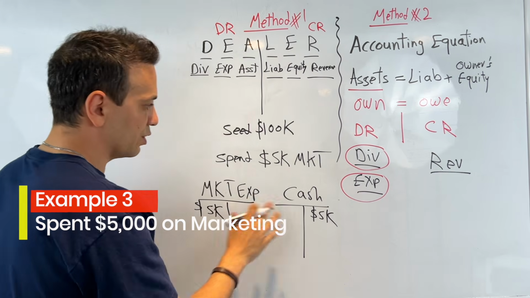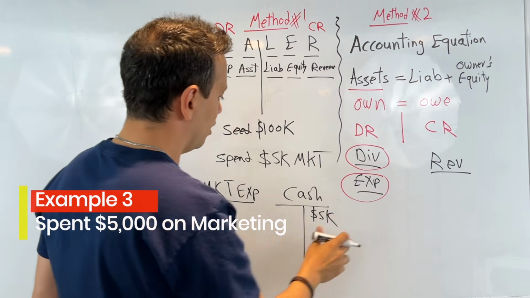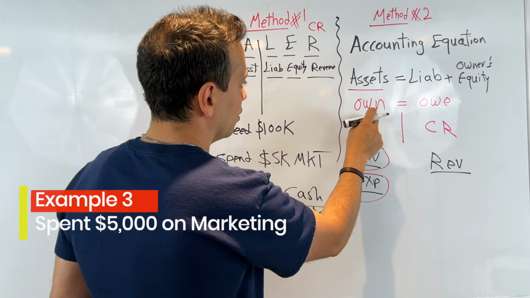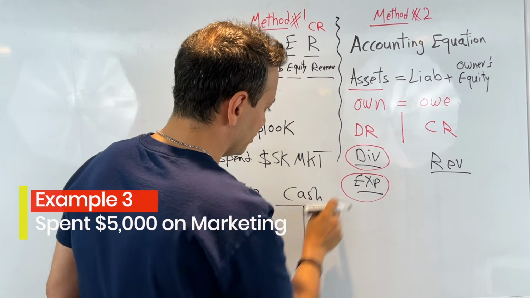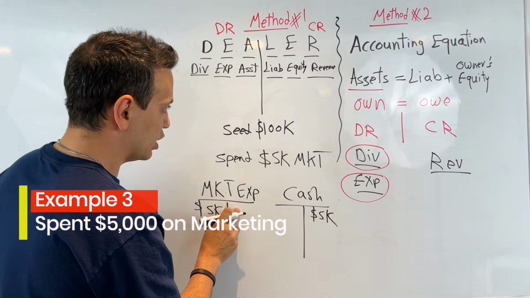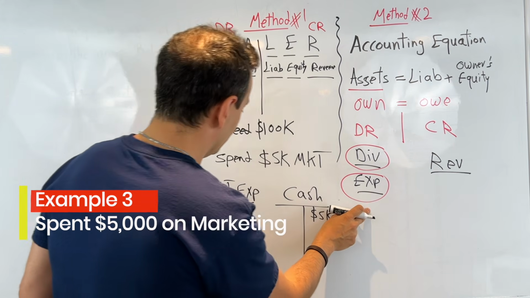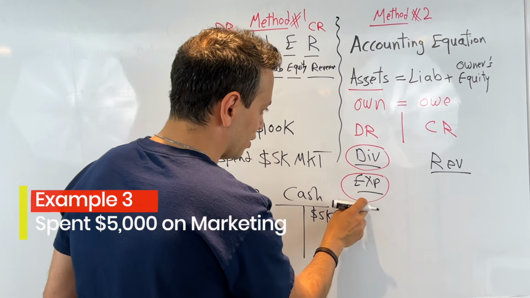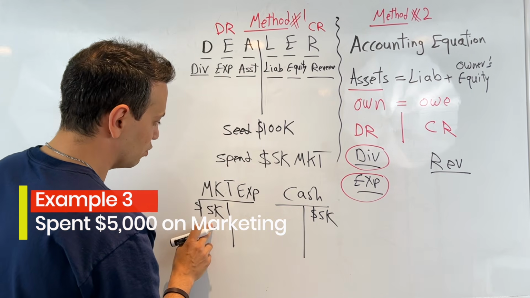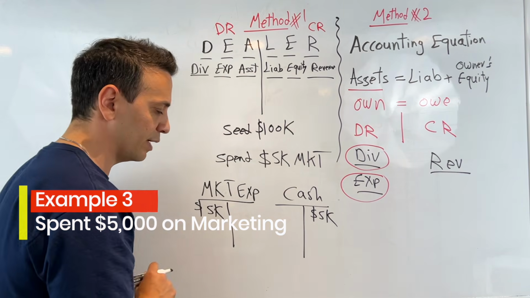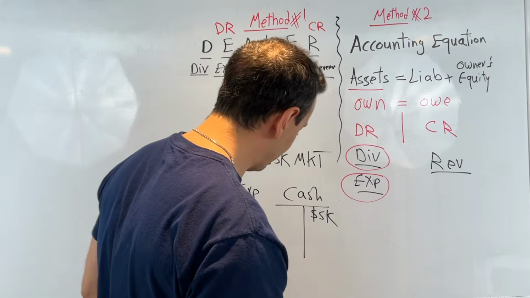You arrive at the same result if you use this method here, where you have the asset right here. Reducing it is a credit, which is what we did here. The expense also has a debit nature, so to increase the expense will be a debit here. Let's go through one final example here.